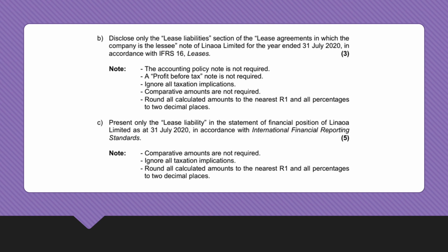And then we move on to requirement C, which asked you to present only the lease liability in the statement of financial position of Lenoa Limited as at 31 July 2020 in accordance with IFRS. So now the lease liability is a non-current liability as well as a current liability, because there will be a current portion of this lease liability. So you are to show us both a non-current liability and a current liability relating to the total lease liability.